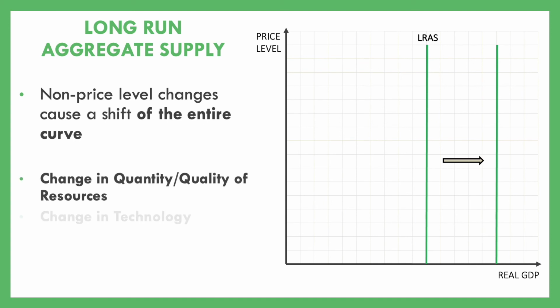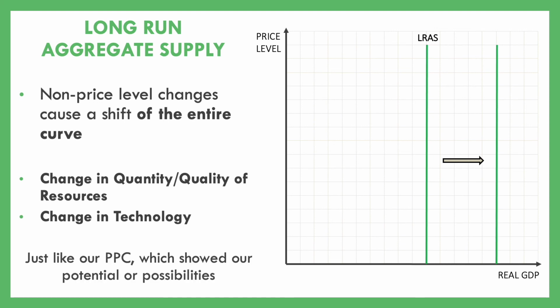And we're going to see that these are the exact same changes as our short run aggregate supply curve, but this is applying to all resources. So the quantity of all resources, the quality of all resources, or the technology within all resources. Because by those doing that, it's allowing us to produce more.